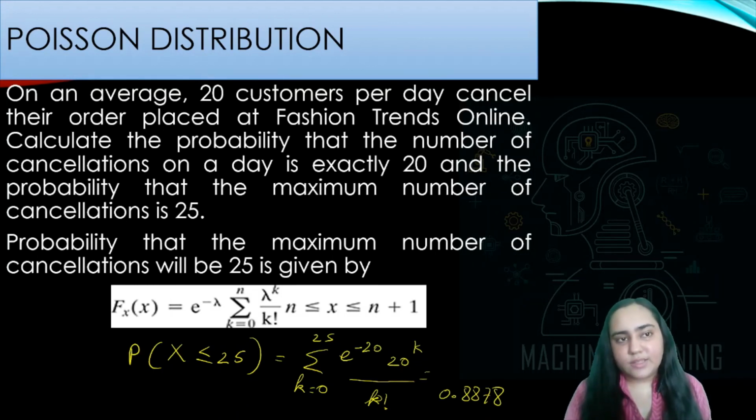So this is how you can calculate the Poisson distribution and use it to find probability. I hope you understood all of this. In my next video, I'm going to talk about distributions related to the continuous random variable. So I'll see you there, and thank you for watching.